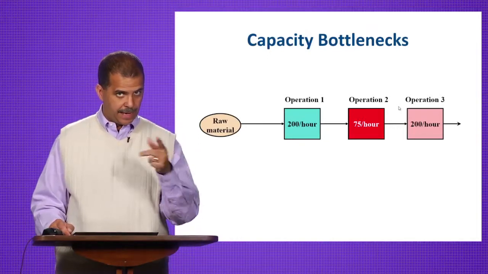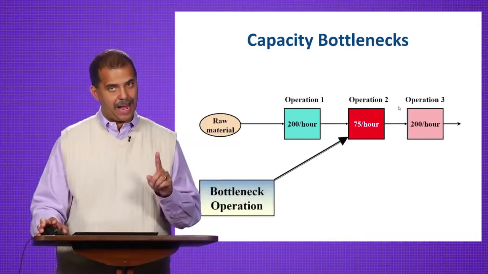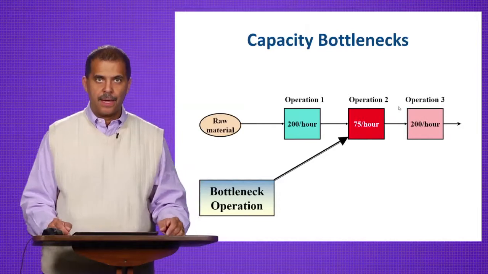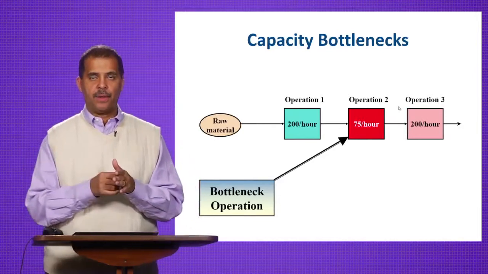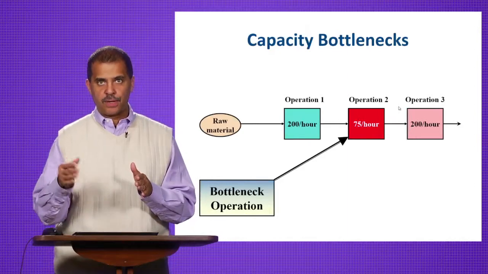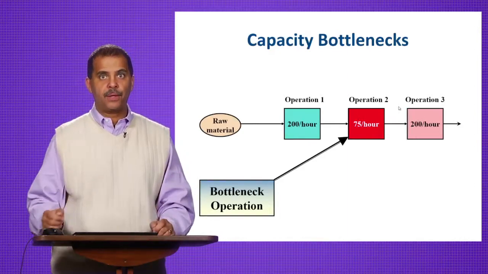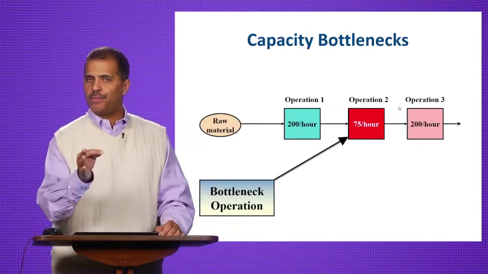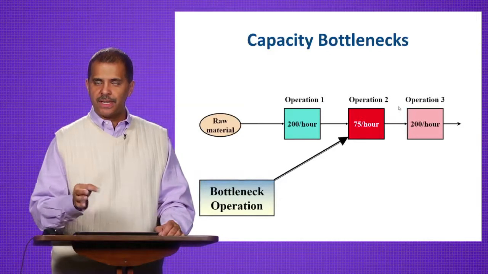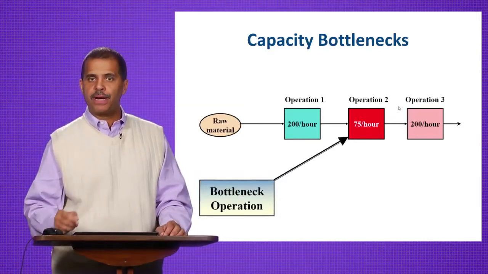You got to commit. You got to pick one. So hopefully you picked operation 2. Why? Because your throughput at 1 is 200 per hour, and your throughput at operation 3 is 200. So where it's very slow is in the middle there. So given that, how would you brainstorm solutions to resolve that particular operational or capacity problem? How would you brainstorm it?